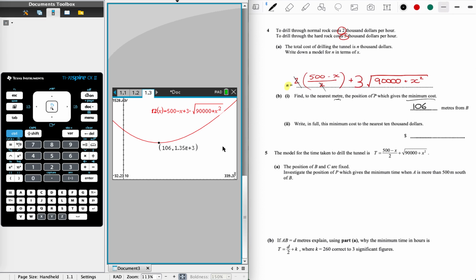And write in full the minimum cost to the nearest $10,000. So the cost is in terms of N, and that is this equation here that I've just plotted on my GDC. So that's going to be my y coordinate that I've got from that minimum point. So I got 1.35 e plus 3. What does that mean? 1.35 times 10 to the power of 3, which is telling me it's 1,350,000.